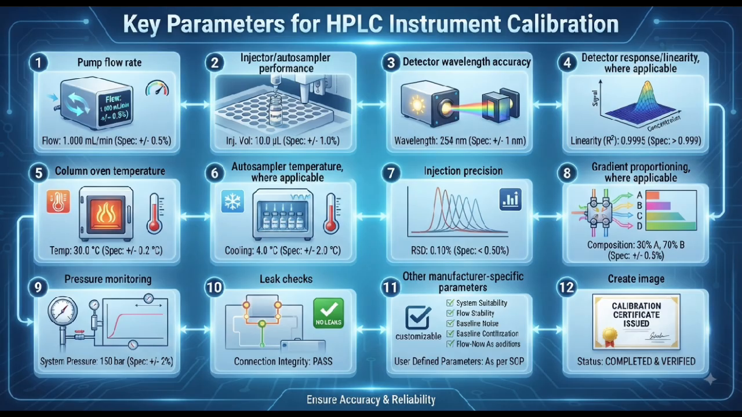Common performance checks include pump flow rate, detector wavelength accuracy, injector or autosampler performance, injector precision, column oven temperature, autosampler temperature, gradient composition or proportioning, or GPV, detector response or detector linearity, pressure and leak related checks, and other manufacturer specific functions.